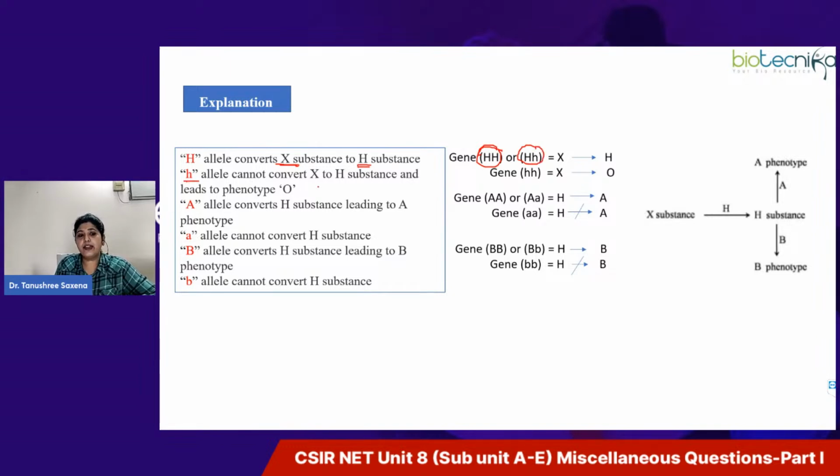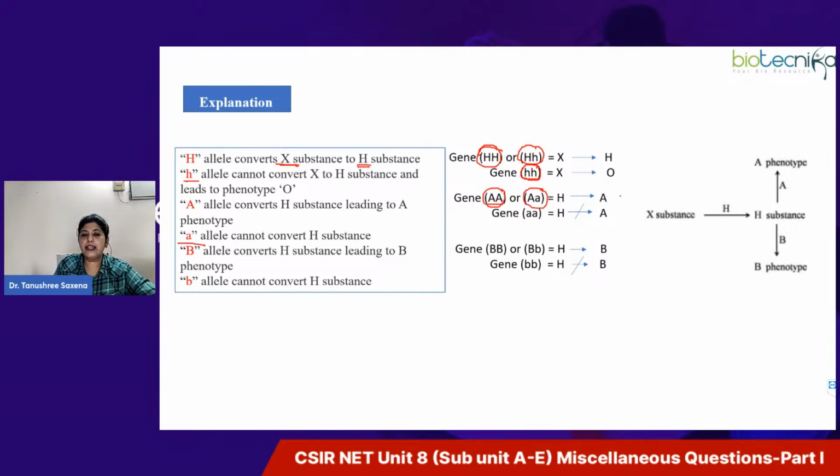But there is a recessive allele which cannot convert X to H, but converts it to O. And you know, a recessive allele always expresses in homozygous recessive condition, right? The phenotype of the recessive allele we get only when the recessive allele is in homozygous condition. So here X is converted to O with the help of this allele. Now gene A converts H to A phenotype. Again, we don't know whether the dominant allele is homozygous or heterozygous, so either this genotype could be there or this one could be there.